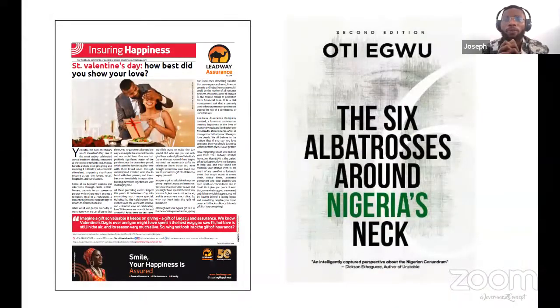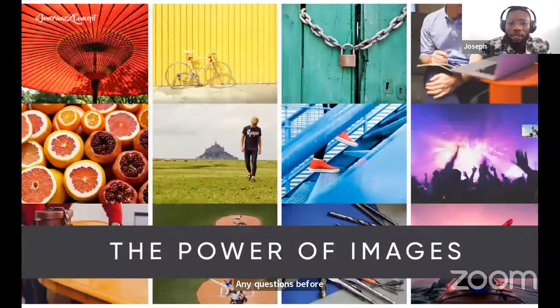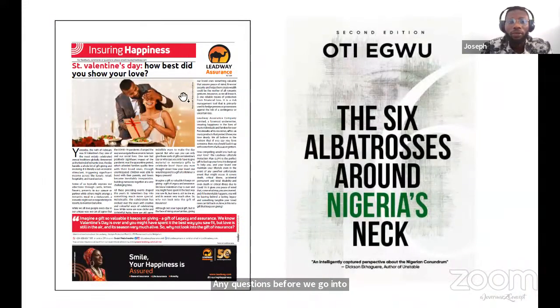Okay, so these are layout and composition. These are the examples to that. So any questions before we go into the power of images? Any questions on layout and composition so far? I'll take your questions now. If you have a question or you are all clear.